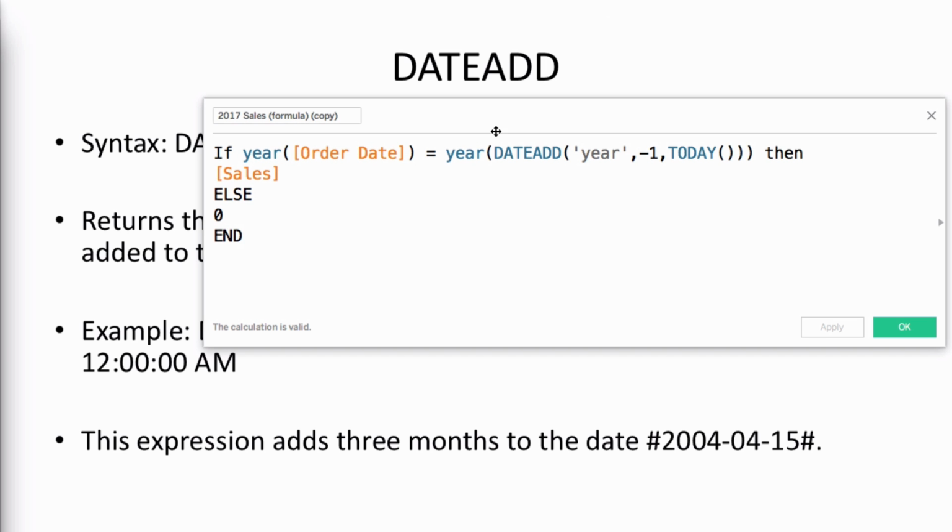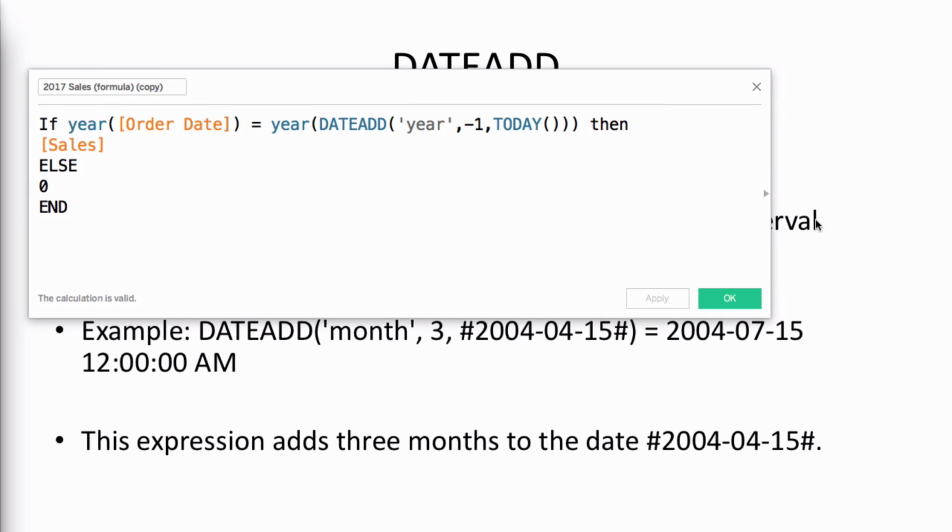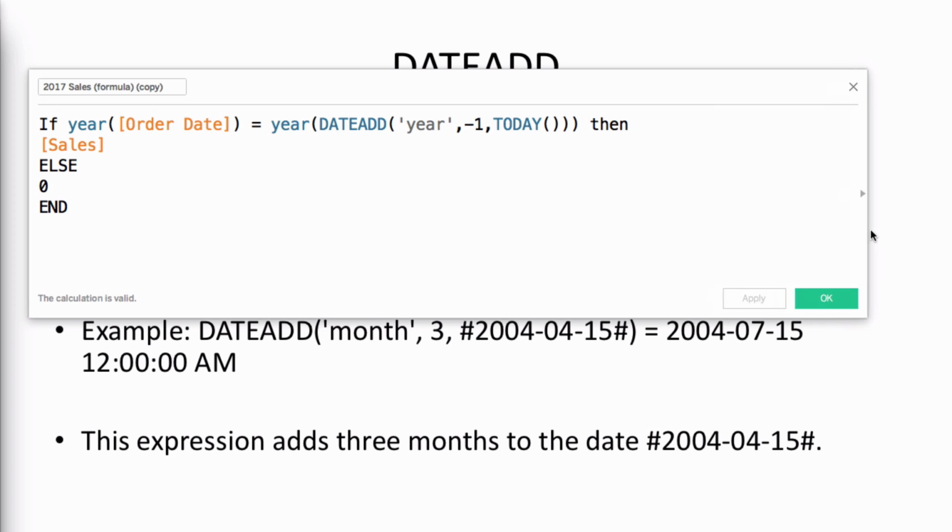See how this works? If the year of order date equals the year of DATEADD year minus 1 today, so if the year of the order date is the same year as what the year was 1 year ago today, then put sales in. Was that too confusing?